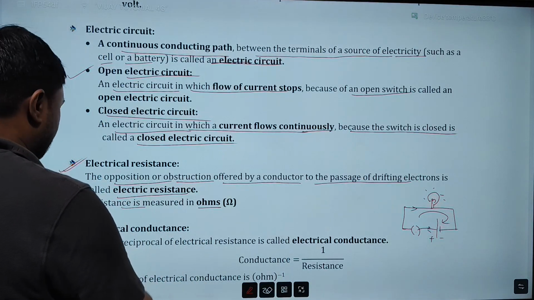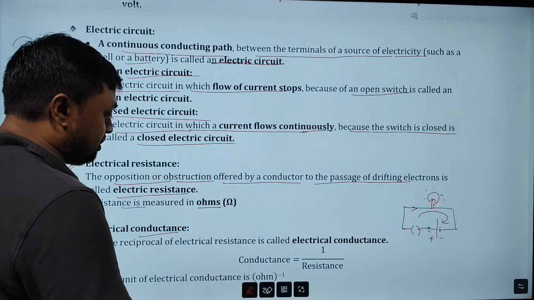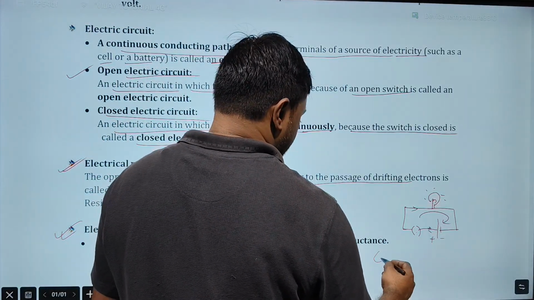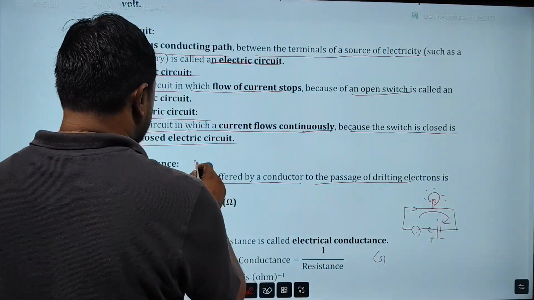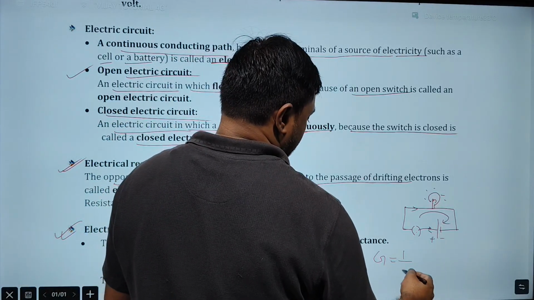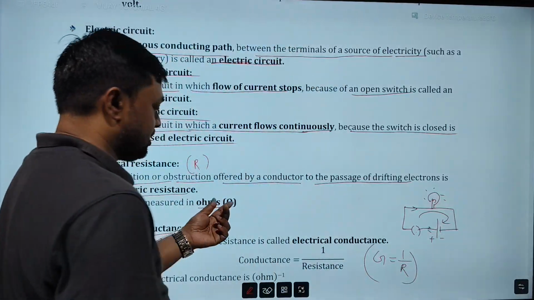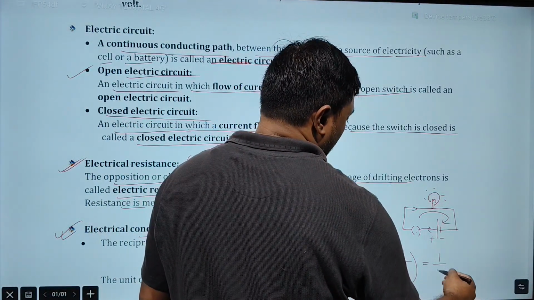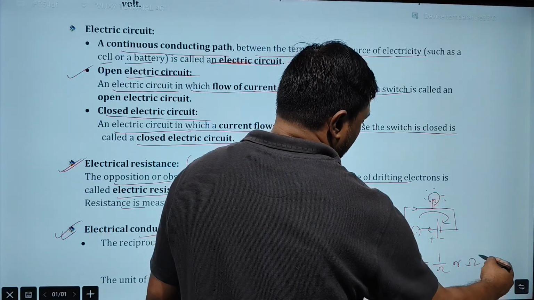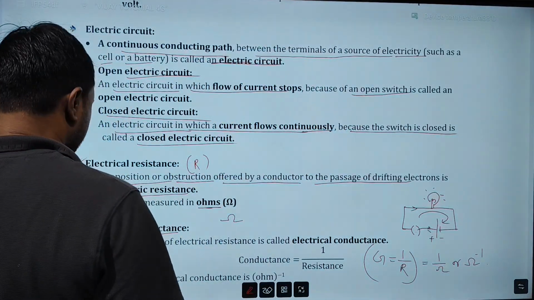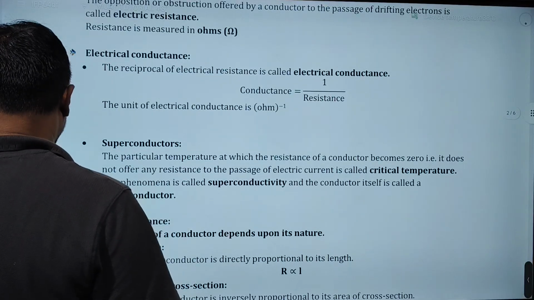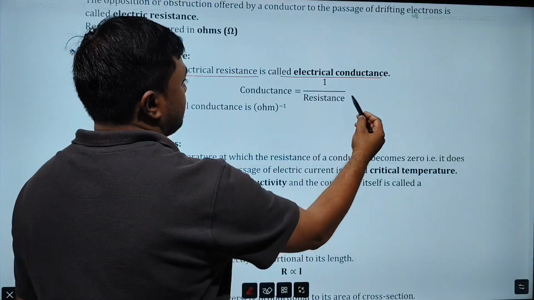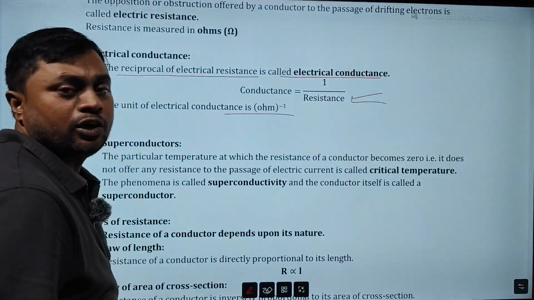Is it clear? What is electrical conductance? The reciprocal of resistance. Conductance we write as G, resistance as R. So G is 1 by R. As the SI unit of resistance is ohm, conductance will be 1 by ohm, so we write ohm inverse. Am I clear? You can see electrical conductance: the reciprocal of electrical resistance is electrical conductance. Conductance is equal to 1 by resistance. SI unit is ohm inverse.